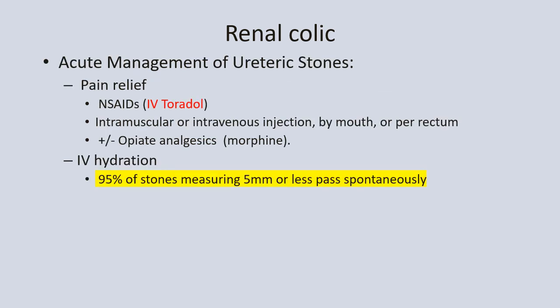In the acute management of ureteric stones, you're going to be treating the pain as well as trying to get the stone to pass. So he has here IV Toradol as the choice for pain. So if that's effective, then great. And then also just fluids, lots and lots of fluids for the patient, IV fluids particularly. And it does state here that 95% of stones measuring less than or equal to 5 millimeters are more than likely going to pass spontaneously. And this can be assisted by plenty of fluids in the circulation.